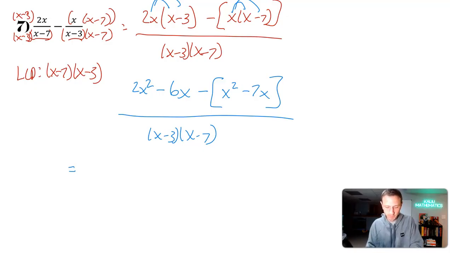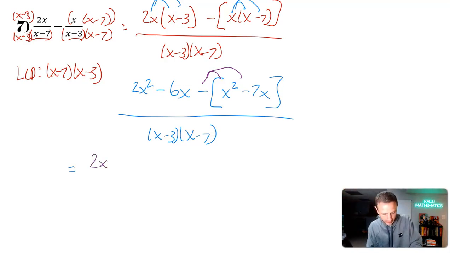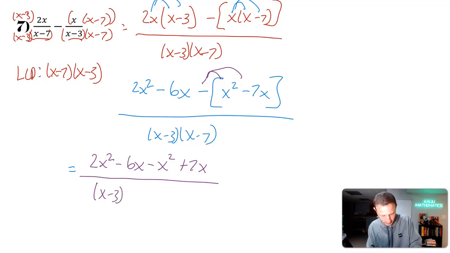Now, let's distribute the minus sign into there. And I've talked about this in previous videos. When we're subtracting off that entire fraction, I want to make sure you're distributing that minus. So we have 2x squared minus 6x minus x squared plus 7x all over x minus 3 times x minus 7.